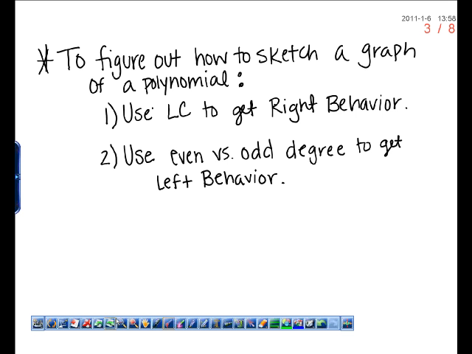Then, once you know your leading coefficient, if you know whether it rises right or falls right, you have to decide: is it an even degree or an odd degree? So is it going to rise left or fall left? Is it going to do the same or opposite?